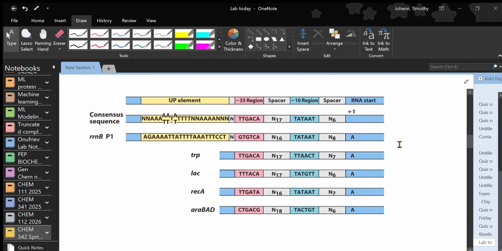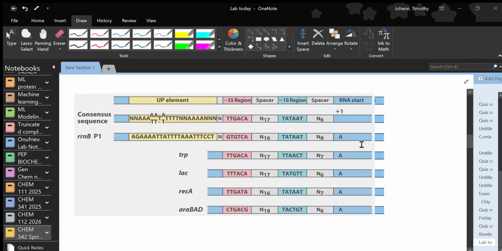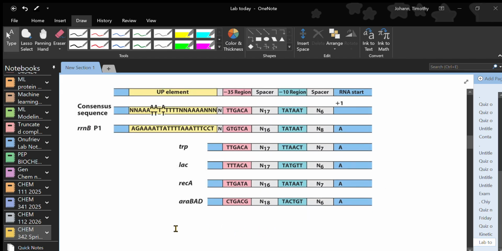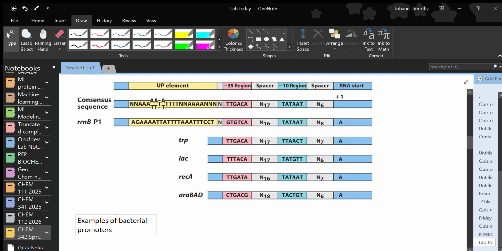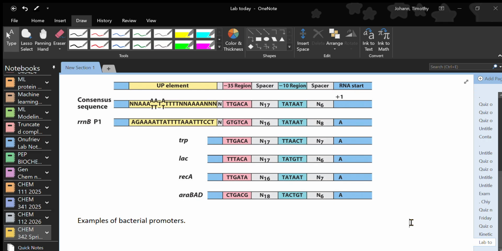All right, these are some examples of bacterial promoters here. And when we think about these bacterial promoters, there's a term I want you to know. Well, let's just look at these first. So what we have is a bunch of bacterial promoters that are kind of all in the same group. They have this region, so we have the RNA starts here, and then there's some space, and that space can be a little bit different.